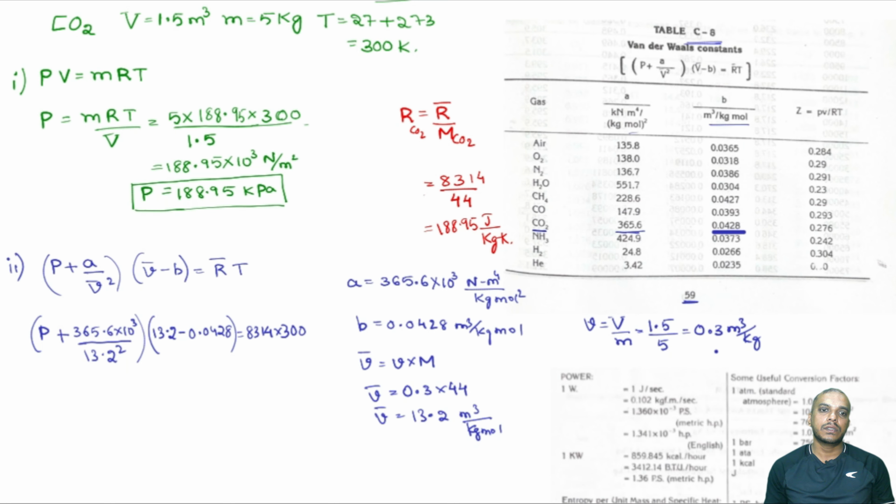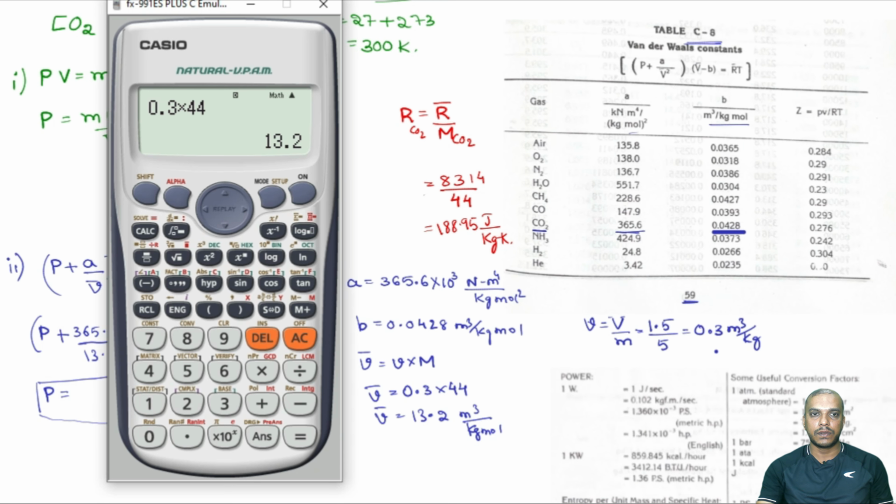So, the only unknown is pressure here, and we must be able to find out the value of pressure. Remember, this value of pressure will be very close to the ideal gas answer. We know these correction factors include intermolecular forces and volume of each molecule, so the answer will not be too different. Let us solve this equation.